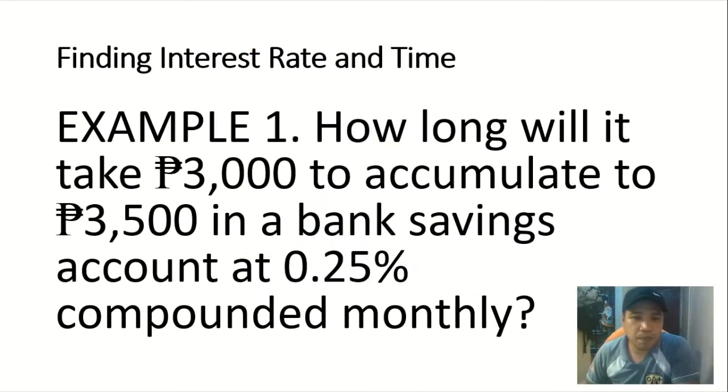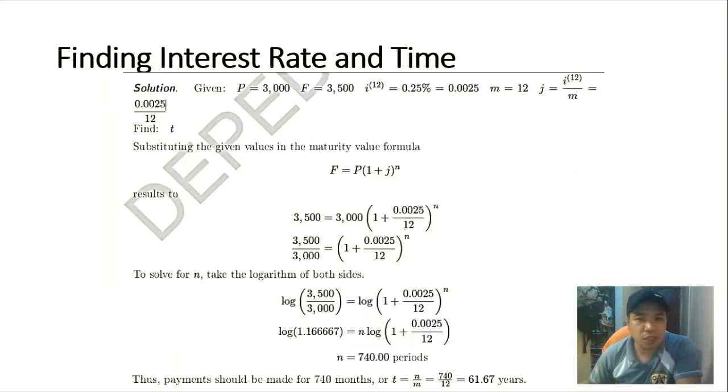Example number 1. How long will it take 3,000 pesos to accumulate to 3,500 in a bank savings account at 0.25%? From this example, we have 3,000, so this must be the principal. 3,500 is the future value. Now, we have 0.25% as the rate, compounded monthly. So that is the conversion.